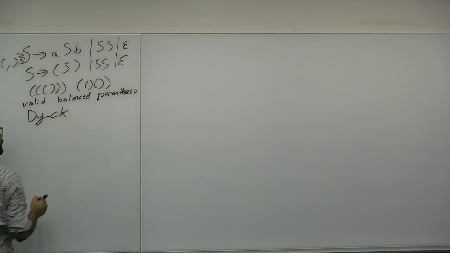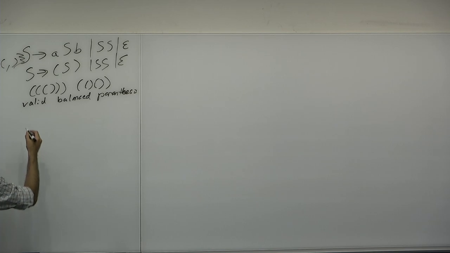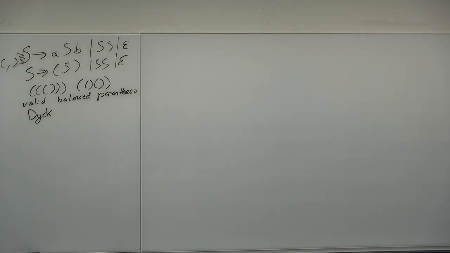D-Y-C-K, it's named after some guy. It comes up all the time in really obscure places. Like the number of valid strings that it produces of length n is also, I think, the Catalan numbers and so on. It pops up in surprising places. But maybe you can convince yourself that this is going to be the valid and balanced parentheses, right? Like as you said, every A is going to have a B, and every string has to start with an A and also has to end with a B, right? So it's going to be valid.